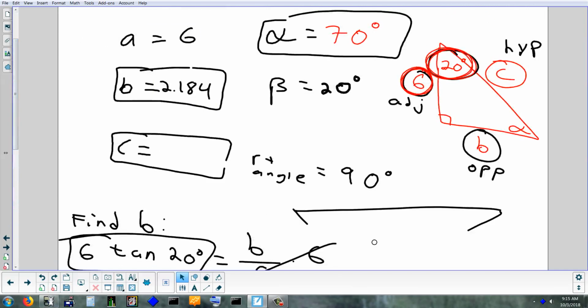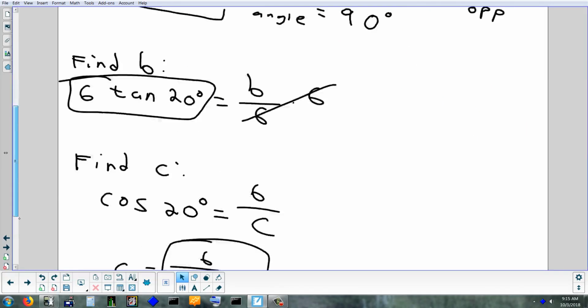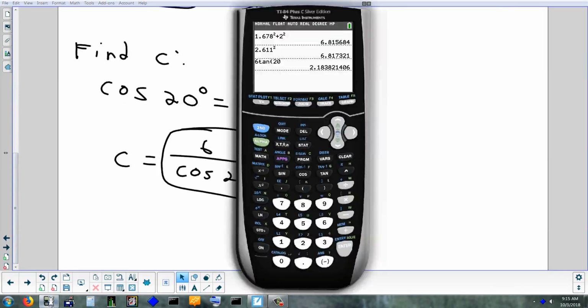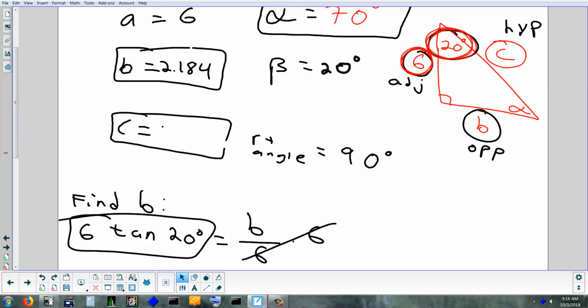So I know that it's got to be the biggest side, so it's got to be bigger than 6, but it can't be bigger than 8.1 because if we add the other two together, that has to be smaller. So it's somewhere between 6 and 8.1. Let's type it in and see exactly what it is. 6 divided by cosine 20. So we get 6.385. Exactly where I said it had to be.